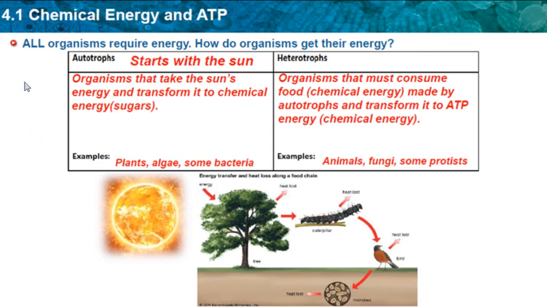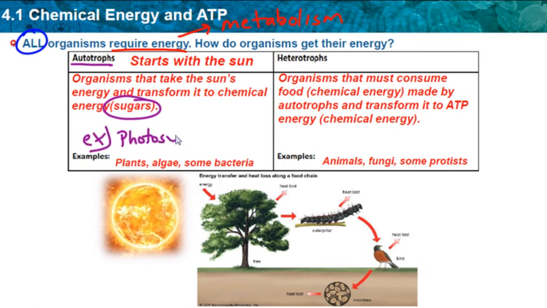Now, all organisms require energy. It is a necessity because you need energy for metabolism. Metabolism is all of the chemical reactions that keep an organism alive. How do they get there? Well, just as we just introduced, we have our autotrophs. They are going to make sugar. A big example of the process is photosynthesis.